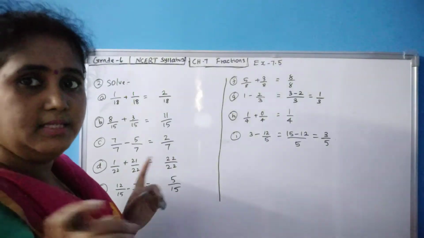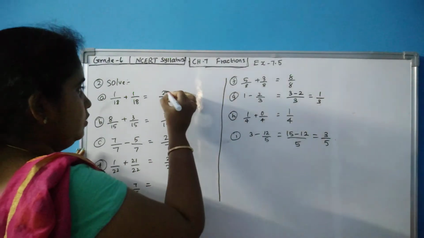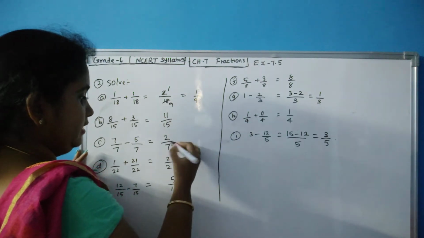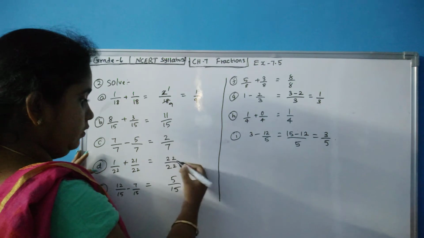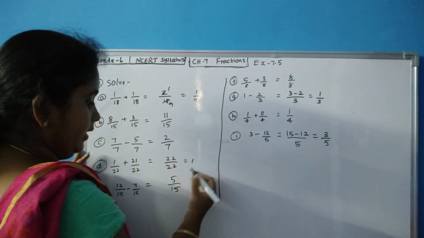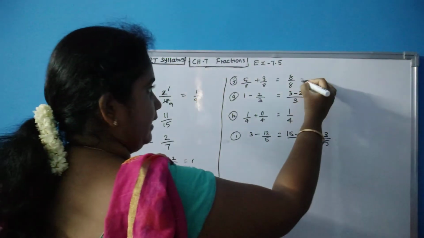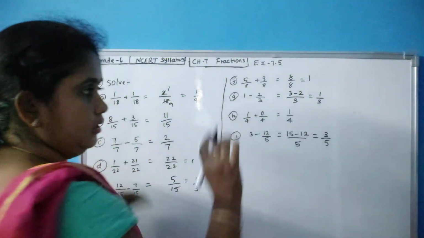So if you want, you can simplify this. I will simplify and show. So 1 2s are 2. 9 2s are 18. So the answer is 1 by 9. 11 by 15 is such, it will not go. It will not go. 22 by 22, so it is 1. 5 by 15 is 1 by 3. Okay, 8 by 8 is again 1, remaining as such.